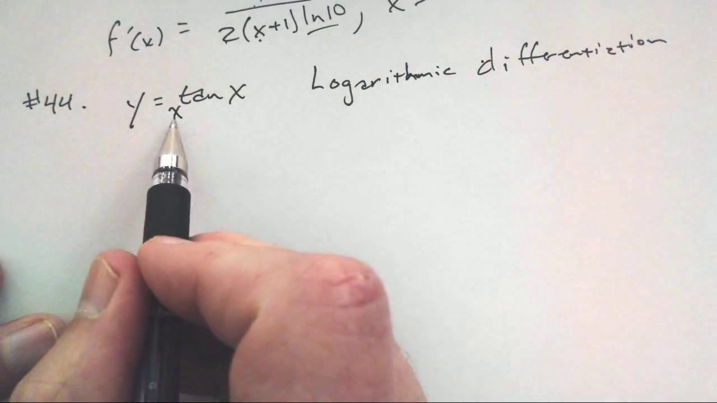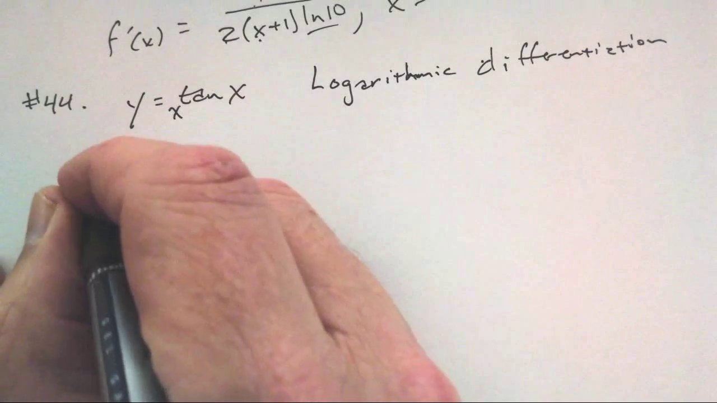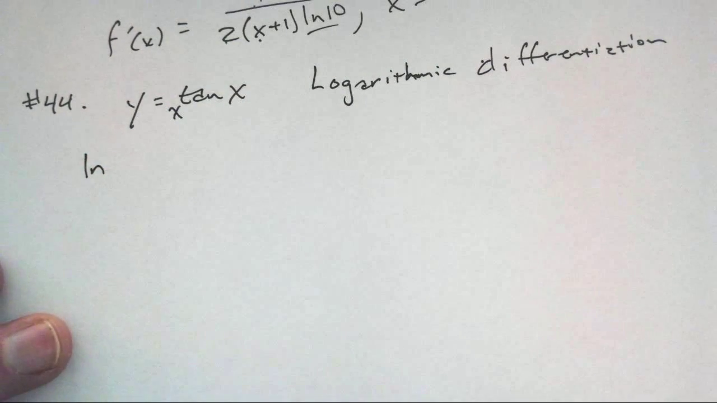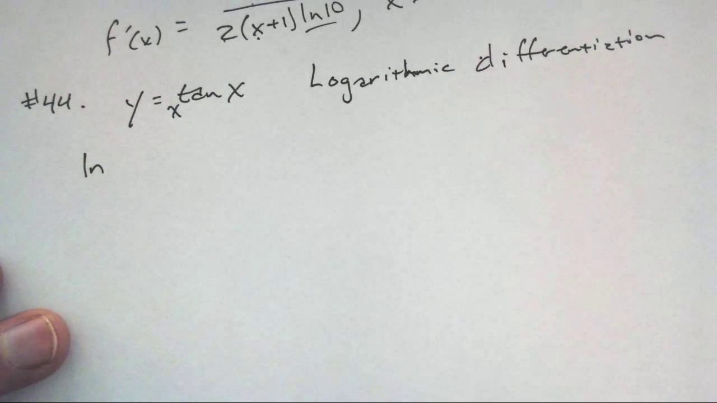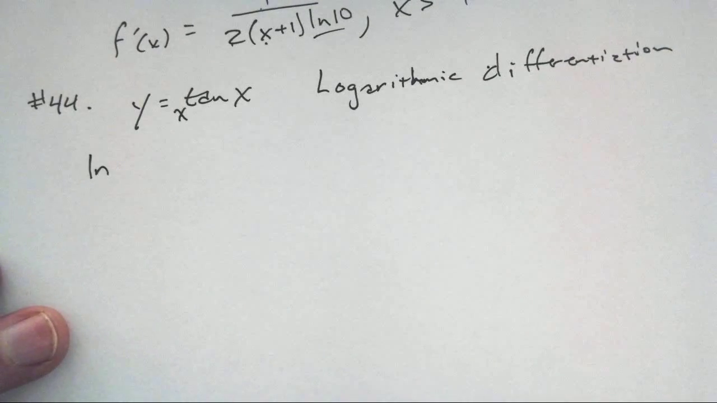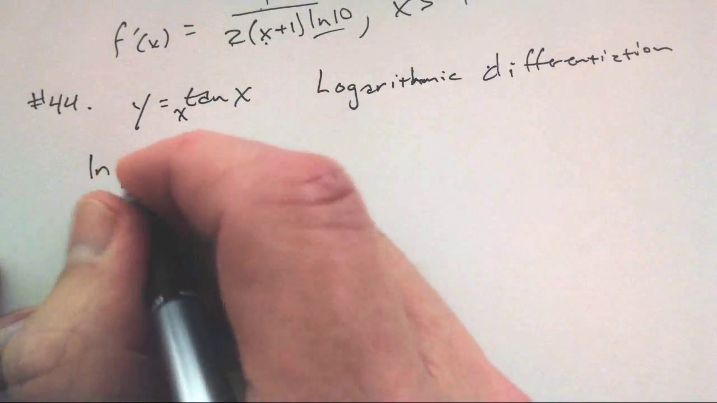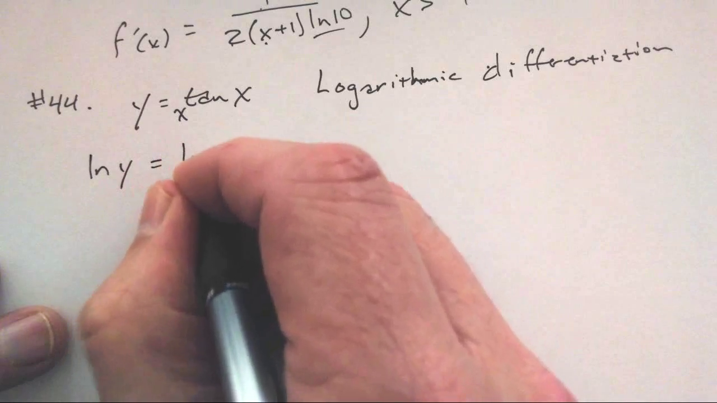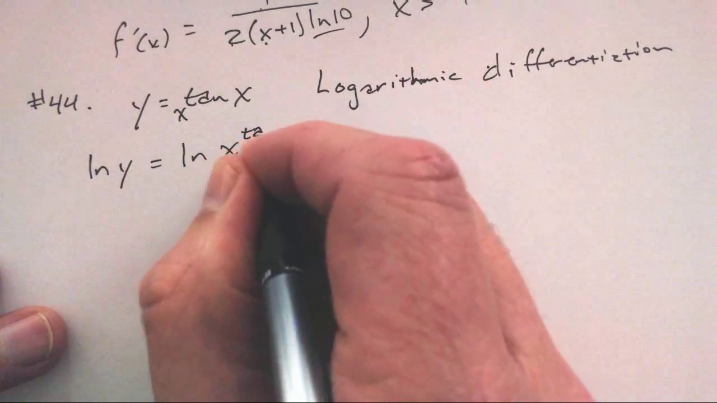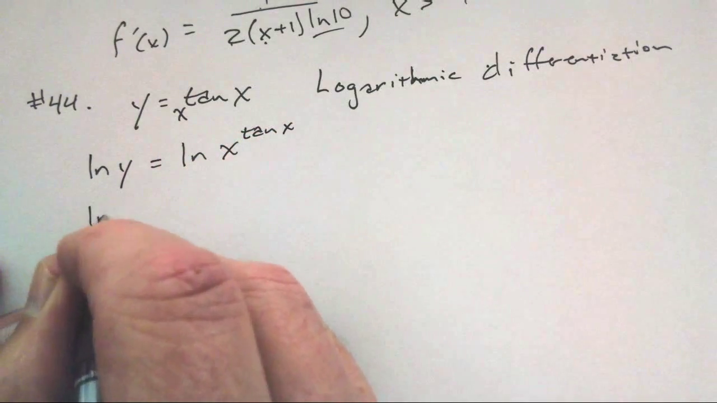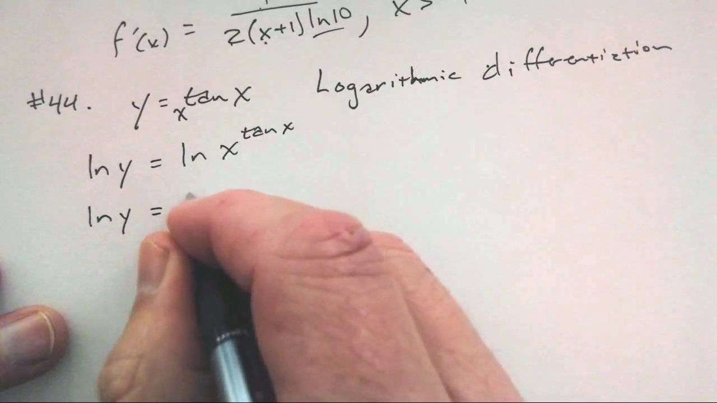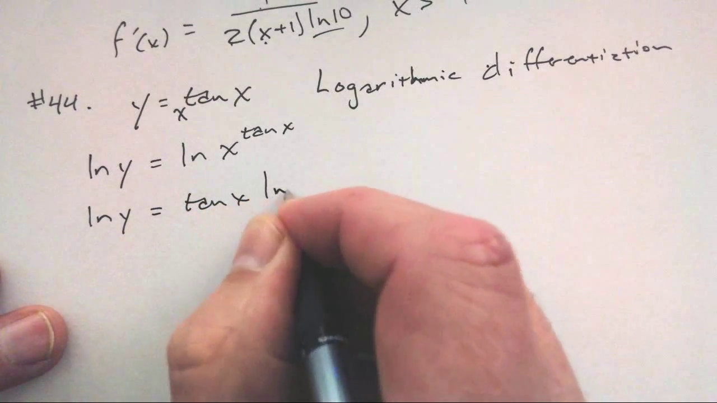Sorry about that. So, logarithmic differentiation, we take the log of both sides. You can take log whatever base you want, but we understand that we're using log base e, or ln. The calculus is easier. So when I take ln of x raised to the tangent x, the payoff here is I get ln y equals tangent of x times ln x.